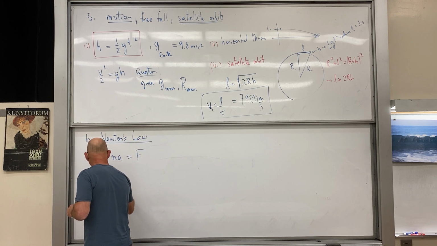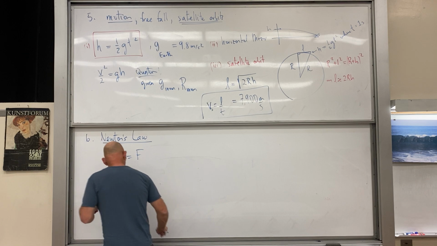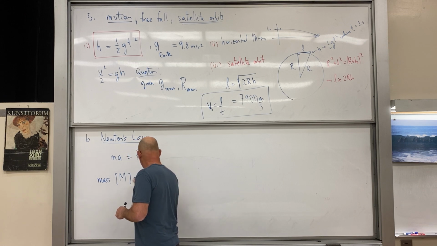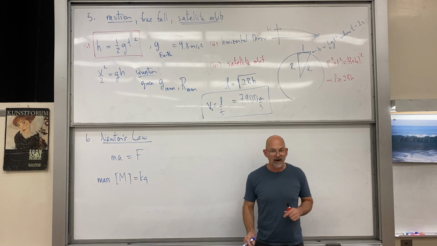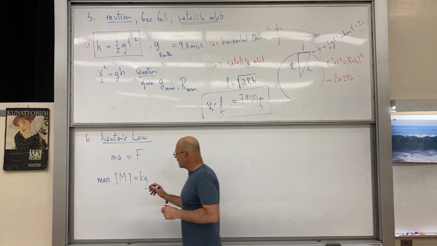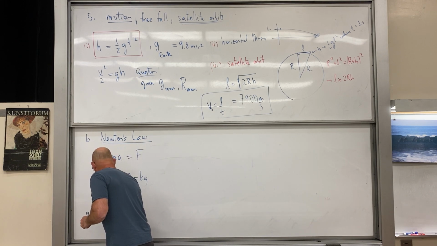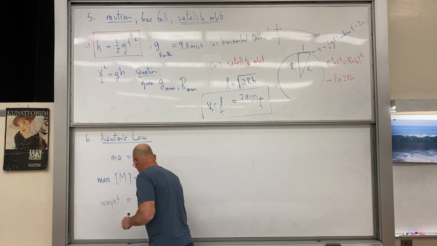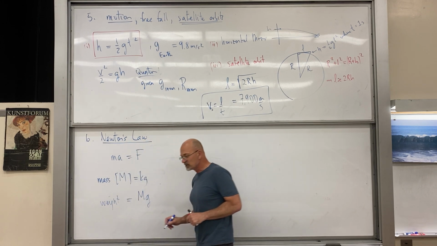Mass, M, we'll use capital M right now. The unit of mass is the kilogram, and weight is equal to mass times the acceleration due to gravity.